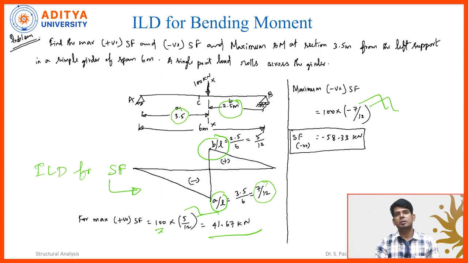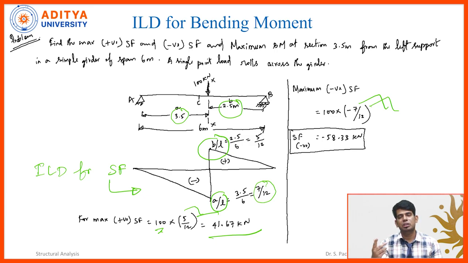So it's very clear what we have to do. We need to take the ILD for the shear force diagram. Since only a single concentrated load is given, we need to keep it at point C and draw the ILD for the shear force diagram, drop the ordinate, either x1 or x2, and calculate it. The load multiplied by the corresponding ordinate is going to give you the shear force.